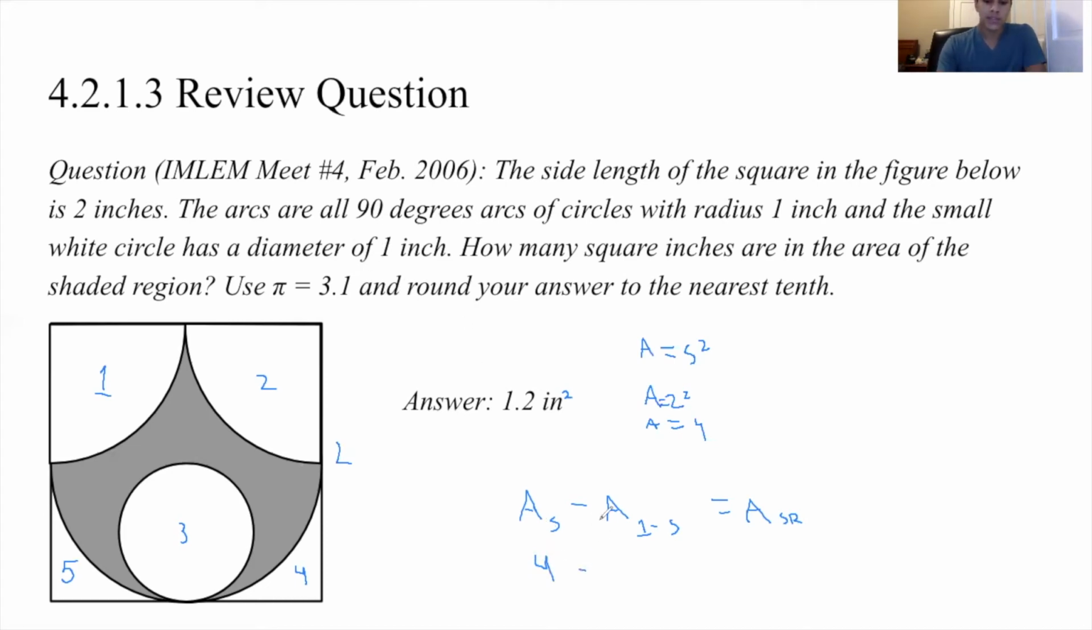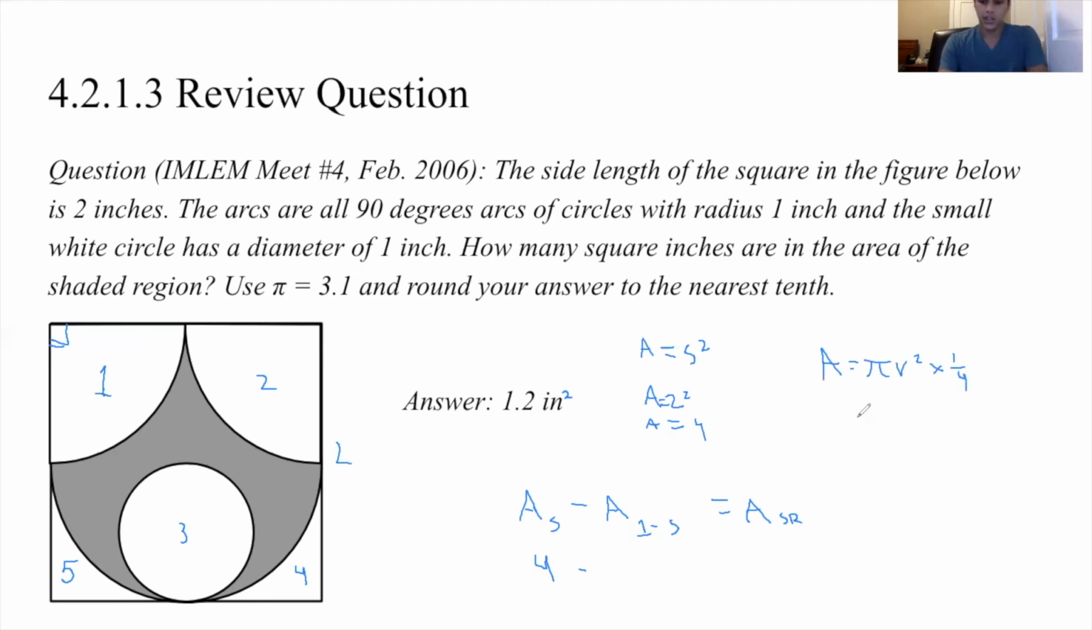All right, so now we have to subtract the area of regions 1 through 5. We can't just find the area of all these regions together. We're going to go through them one by one and figure out the area of each. So first, let's start with the area of region 1. Region 1 is pretty simple. It says the arcs are all 90 degrees arcs of circles with a radius of 1 inch. So this arc is 90 degrees, which means it's 1/4 of a circle. So if we use the circle formula, A equals pi r squared, and multiply that by 1/4, we can find the area of region 1.